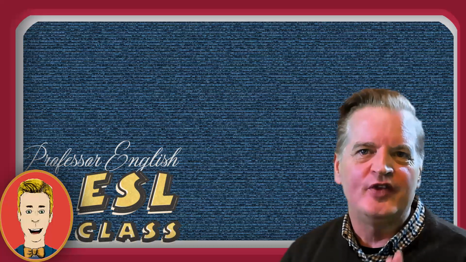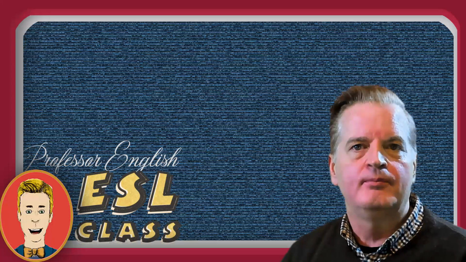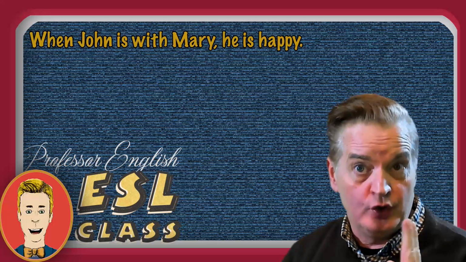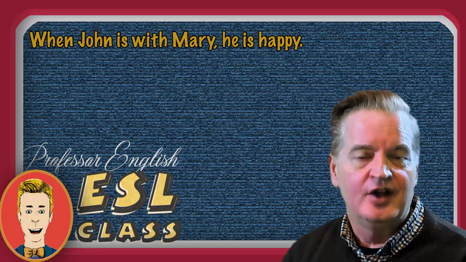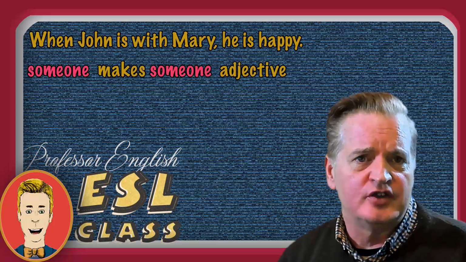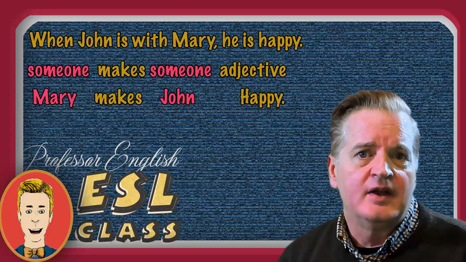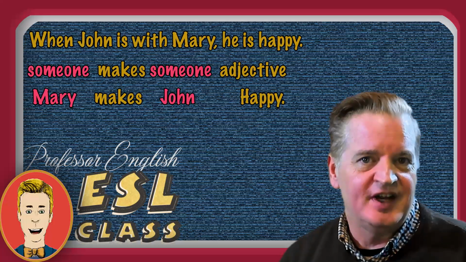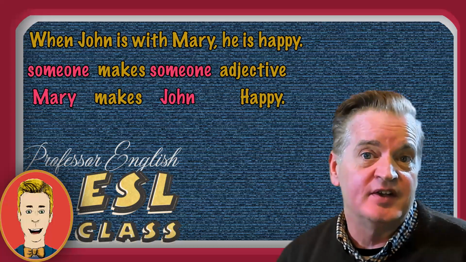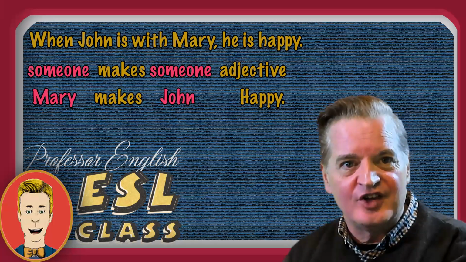Let's start with two sentences that are connected. When John is with Mary, he is happy. We can change these two sentences into one sentence by using make. First, let's identify the cause for John's happiness. Mary. Now we have our first someone. Next, we need the verb make. Then we have to name who is experiencing the change. John. So now we have Mary makes John.